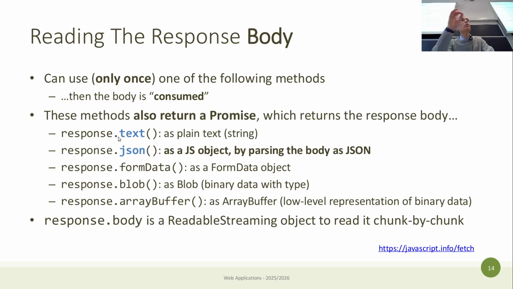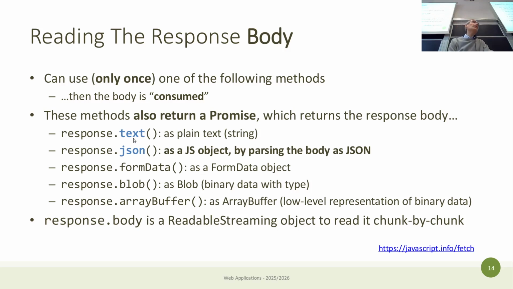But the point is that we can use just one of them, just once, one time. So either we get it in the format of text, so plain text as a string, which is not typically what we do, or we can assume it's JSON and ask the response object to wait for everything, parse it as if it were in a JSON format, and give us a JavaScript object that corresponds to the JSON representation of this object. And that's actually what we are going to use.